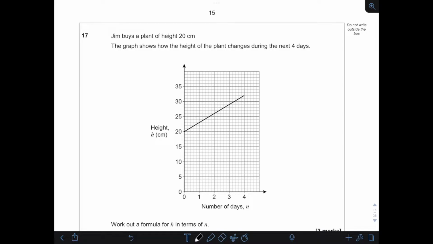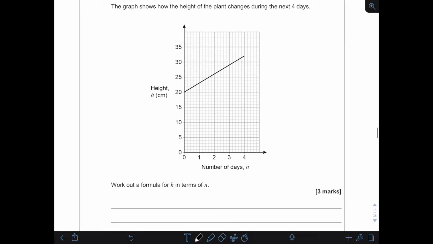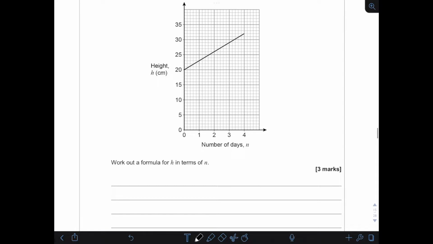Okay, Jim buys a plant of height 20 and it grows linearly over the 4 days. So write a formula of h in terms of n. So this is just an equation generation question. So we know that when n increases from 0 to 4, the height grows from 20 to 32, right? So we want to first find the gradient.